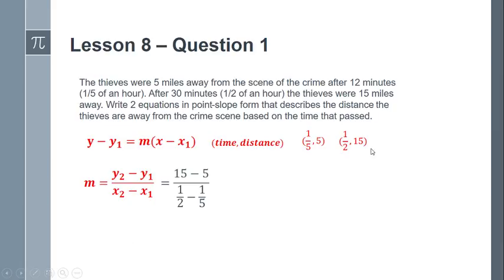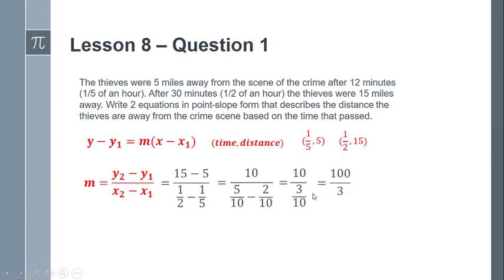Alright, so in this case I'm going to take the 15 minus 5. That's our y2 minus y1. This just means the y-coordinate of point 2 minus the y-coordinate of point 1. And then we're going to divide that by the x-coordinate of point 2 minus the x-coordinate of point 1. So then we go ahead and we simplify some fractions. So we get 10. We have to get equivalent fractions on the bottom, so we have the same denominator, so we can subtract the fractions. We have 10 divided by 3/10.